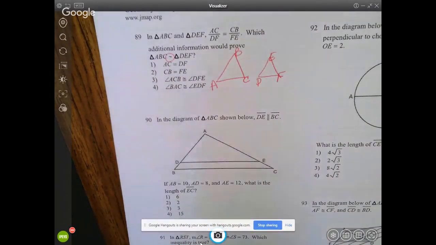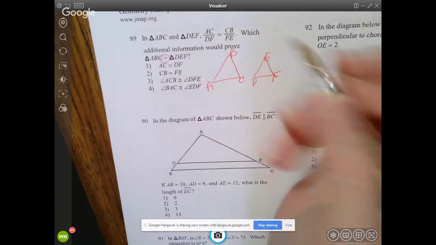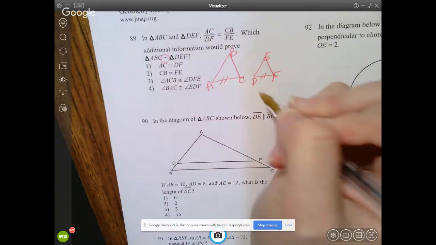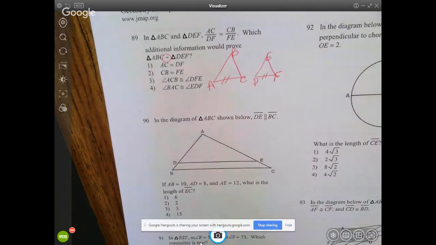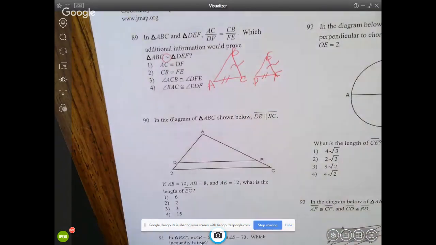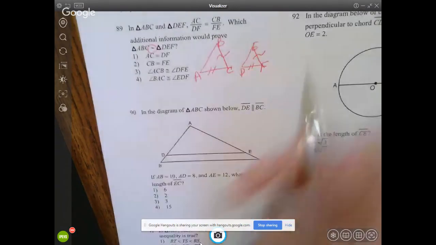So we know that AC is proportional to DF. And I'm drawing congruent marks, but I'm just showing it to label. And CB and FE are proportional.